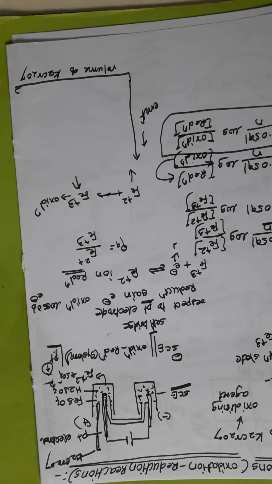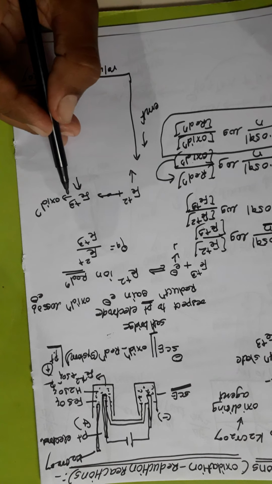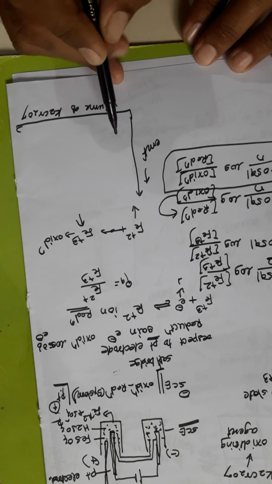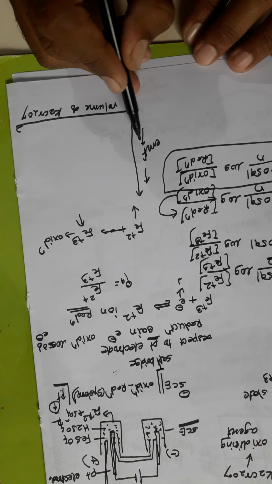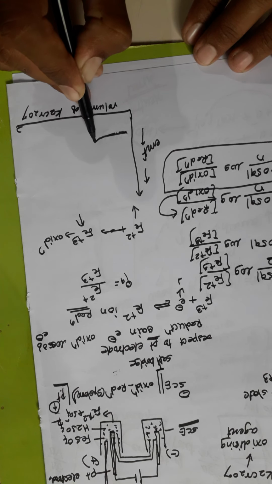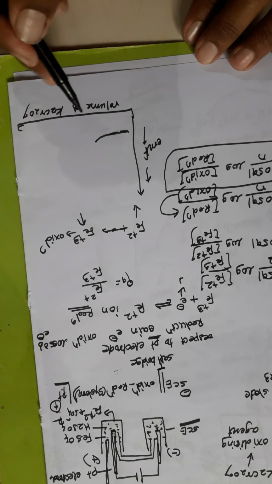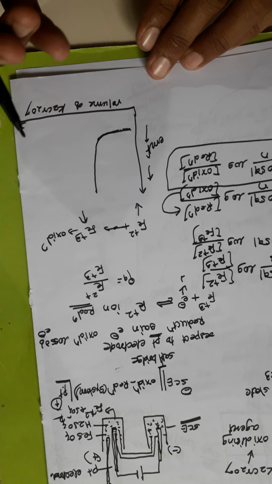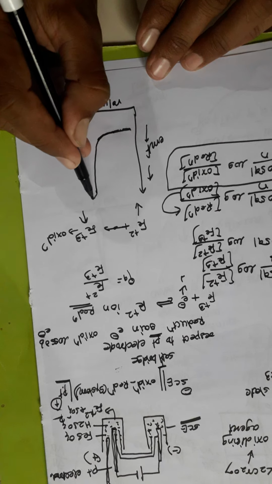In this titration, Fe3+ ions are increased, which means the concentration of ions is increased. That's why EMF also increases. Initially EMF increases slowly, then near the equivalence point EMF increases sharply. After the equivalence point, EMF again increases slowly.